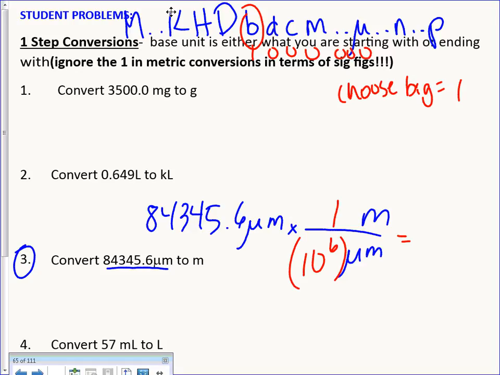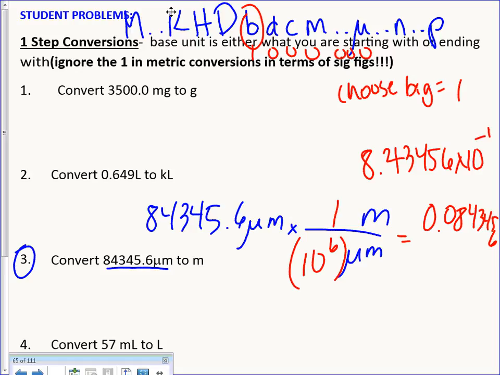Okay, I'll write your way and then I'll write it my way. 0.084346. Yeah? Okay, and that's meters. I'm sorry, I'm off the side of the board here. That's meters. Or you could write it as 8.4346 times 10 to the negative 2. Okay? Scientific notation. Same answer though. But I know that you can do this by decimal swoops because if you're dividing by 10 to the 6, what happens to the decimal? It moves left. 1, 2, 3, 4, 5, 6. There you go. I know you can do that, but I need you to prove to me you can do it both ways.